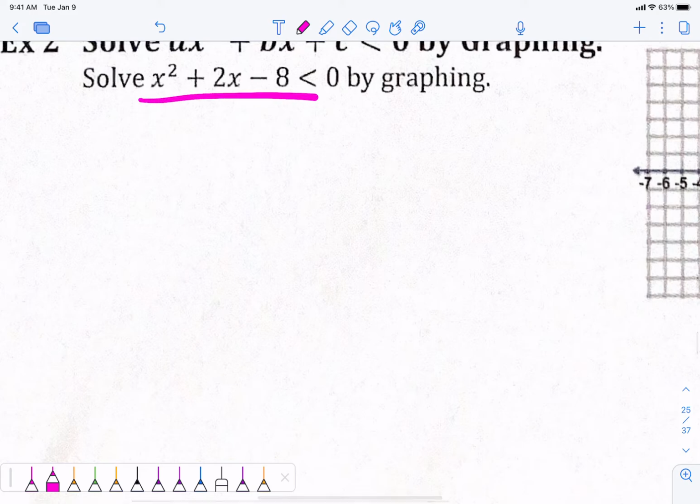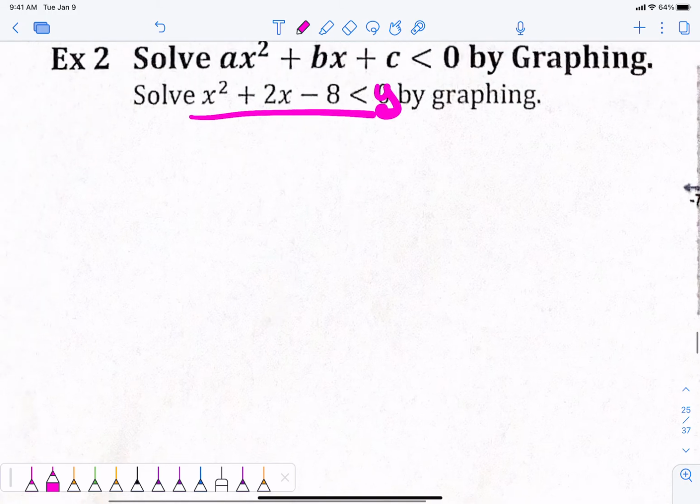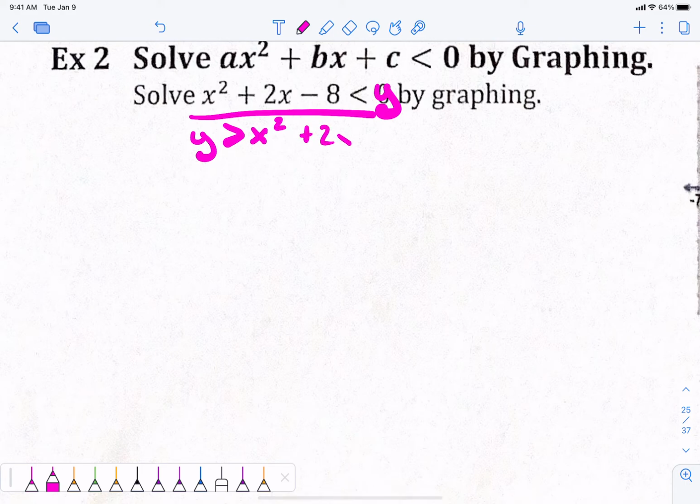They want us to solve this thing by graphing. They went ahead and plugged 0 in for y, but we're going to put y in its spot, okay? And they have this written backwards, so if you want to, we can switch this around to be y is greater than x squared plus 2x minus 8. If it helps you to do it that way, you can totally do it that way.